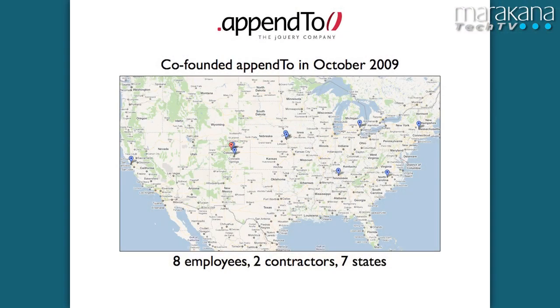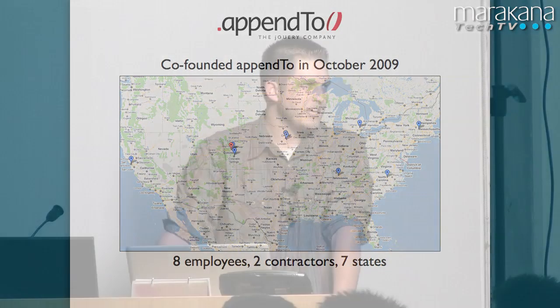Additionally, I co-founded Append2, which is a company dedicated to jQuery, about a year ago in October. Right now we have 8 employees. We're in 7 states. We're a fully distributed company that has a lot of fun aspects to it, and then a lot of challenges, as you can imagine. So that's my day job.